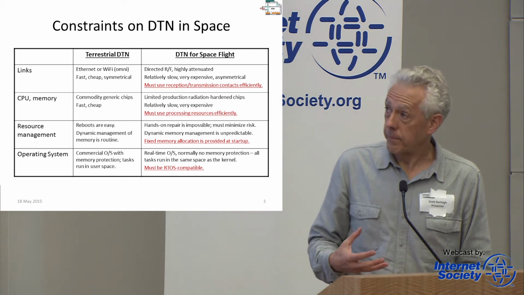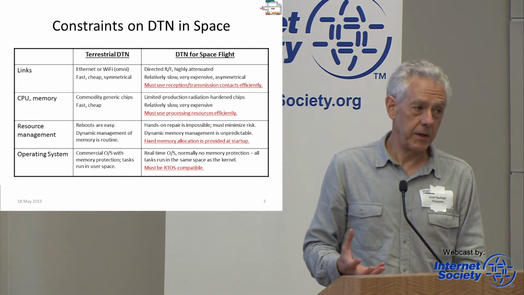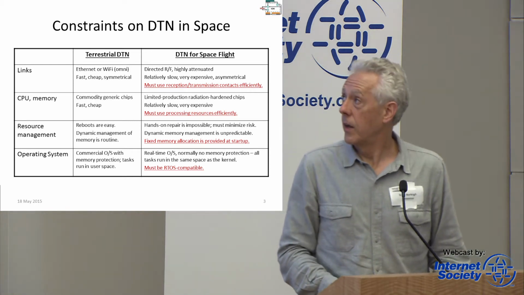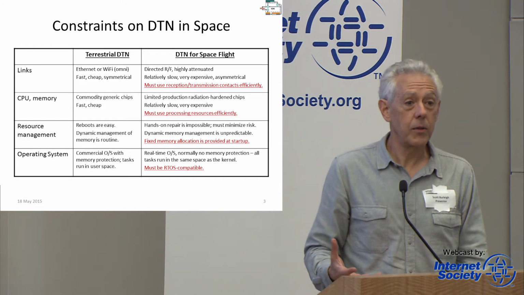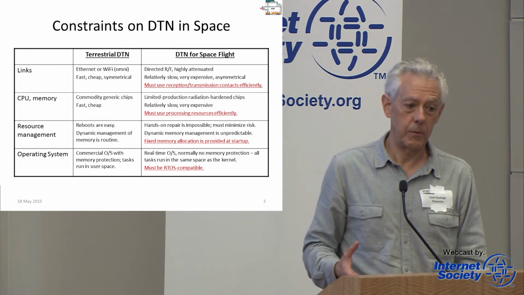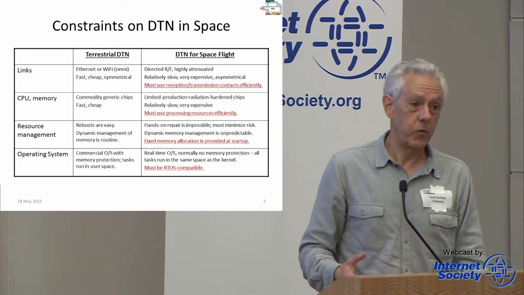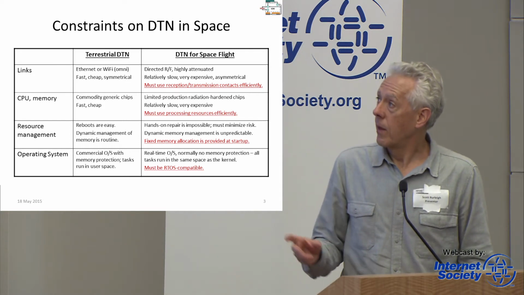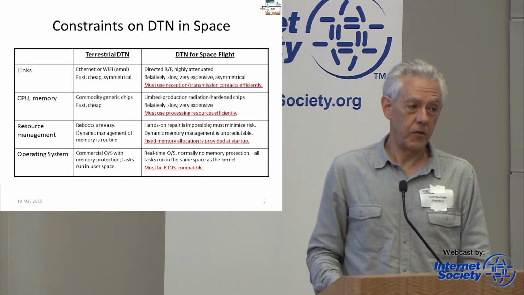Similarly, in spaceflight, because of the radiation environment being very hostile, you typically need to use limited production radiation-hardened electronics. These are relatively slow and very expensive because there's a small market for them, so they don't get built in large quantities, and so the cost of developing these radiation-hardened electronics is not going to be amortized over billions of units, but only over hundreds or maybe even fewer. And so the processing resources are scant and need to be used efficiently also.